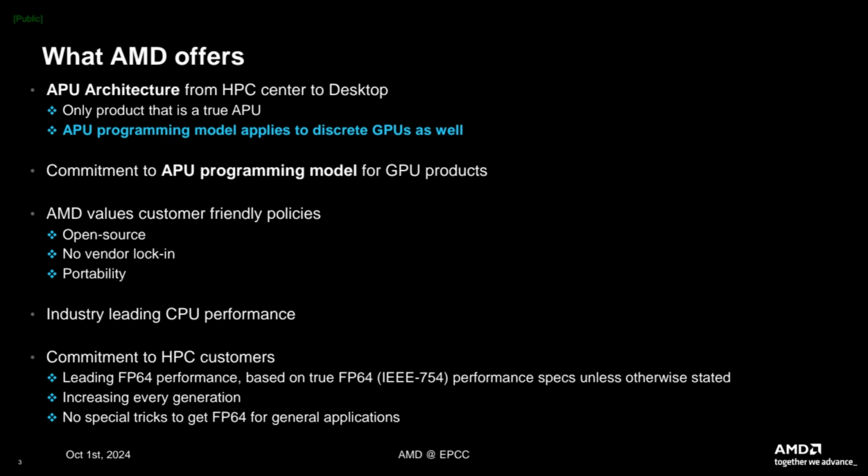So the APU from AMD is the only product that is a true APU in terms of having the same memory space for CPU and GPU. And at AMD, we value customer-friendly policies such as open source. Most of our code is open source, and we're not going to lock you in with us as vendors. We do not believe in vendor locking. And we also strive to promote and provide portability for as much as we can.